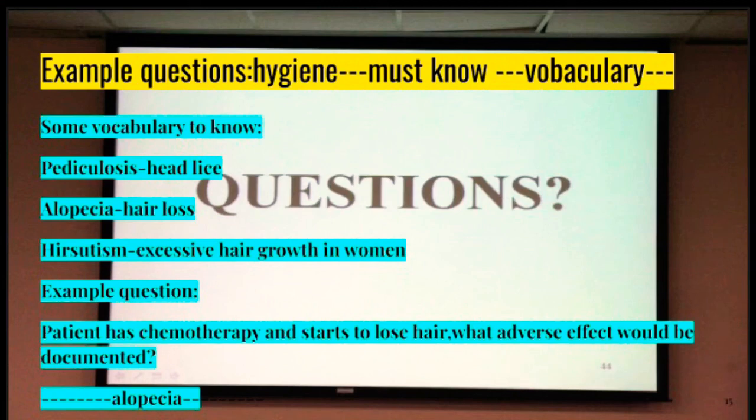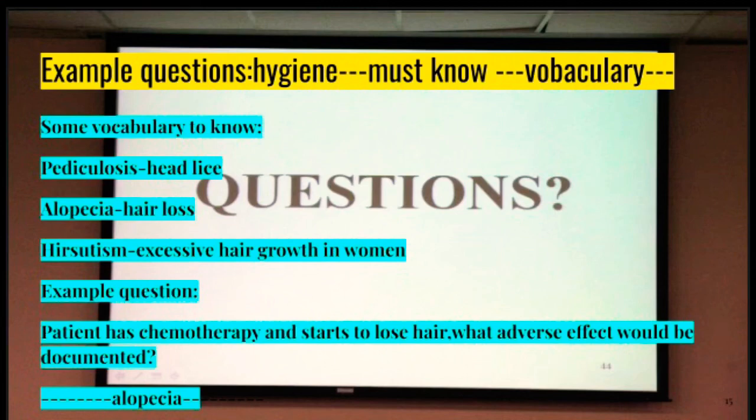And you might just be like, what? Oh, I didn't know, but now I know. Or you might already know. Either way, it's good to have a little review. Hirsutism is excessive hair growth in women. When women have a lot of hair on their face and they're just hairy and whatnot, they might have a thyroid problem or some issues going on in their body.